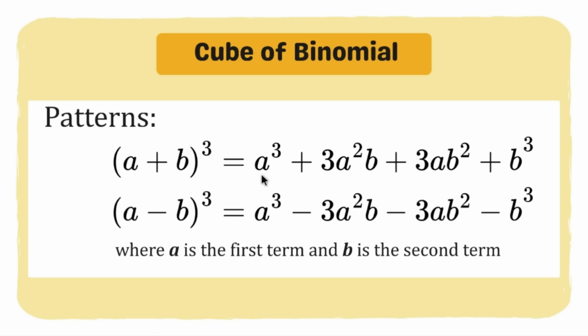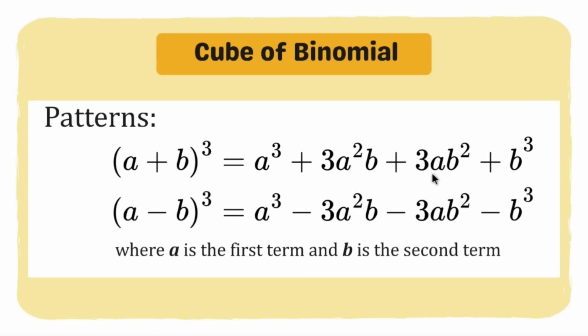Yung magiging first term ng ating sagot, it's just the cube of our first term, which is a. Okay? You just raise it to the third power. Next, ang second term po ng ating final answer is with this pattern, we have 3 times a squared b. Ibig sabihin, imumultiply natin ng 3 yung square ng ating first term times yung second na term natin. So, unahin natin si first term, kunin natin yung square niya, imultiply natin sa second term, and then, imultiply ulit natin sa 3. Okay? You have to take note of that.